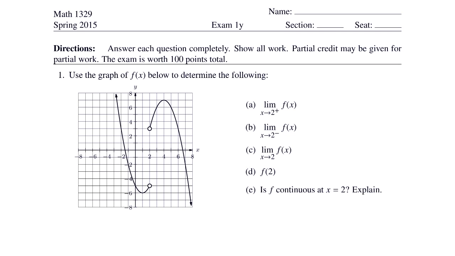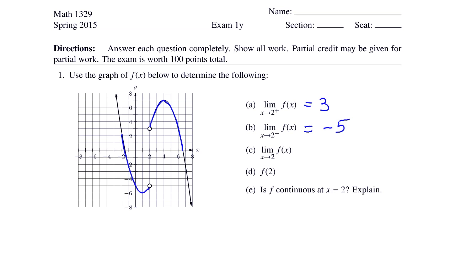Let's look at the answers for exam 1Y. In problem 1, we have a limit, and the limit is going to 2 in part A from the right. So if I trace along the graph on the right side, we see that we end up at y equals 3. Part B, the limit as x goes to 2 from the left. So that ends up at -5.